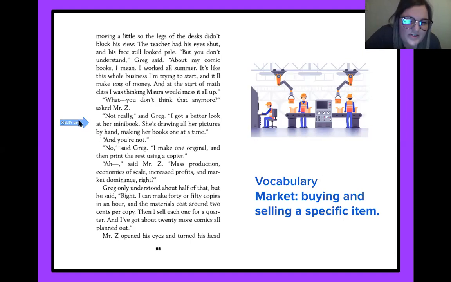Greg only understood about half of that, but he said, "Right, I can make 40 or 50 copies in an hour, and the materials cost about 2 cents per copy. Then I sell each one for a quarter, and I've got about 20 more comics all planned out." Mr. Z opened his eyes and turned his head.